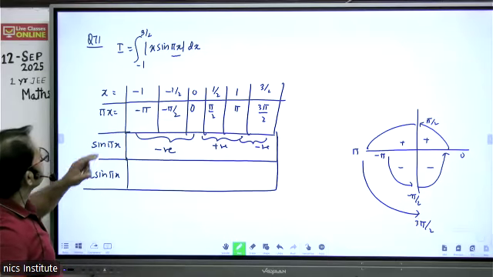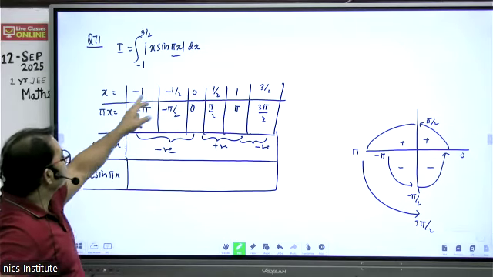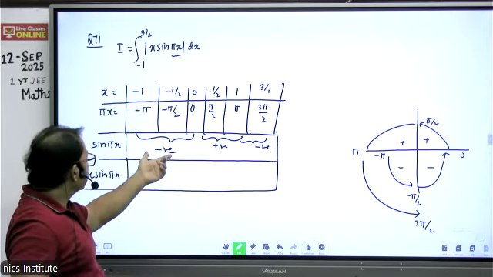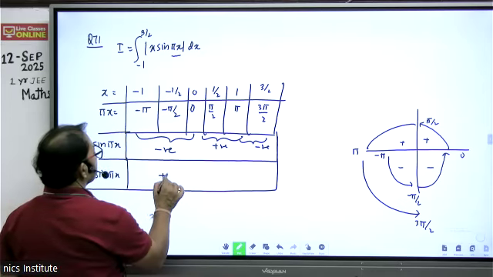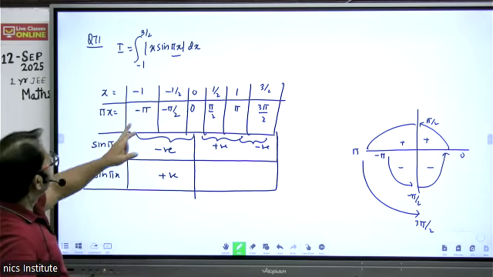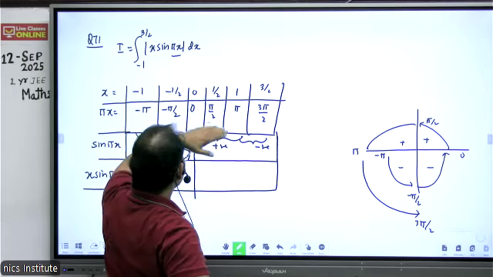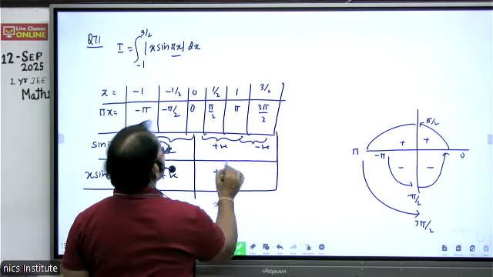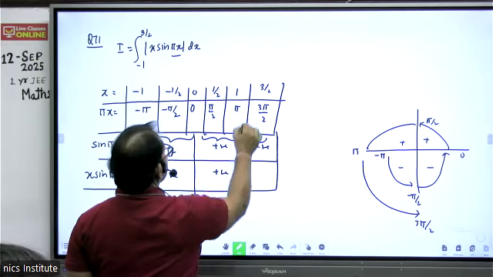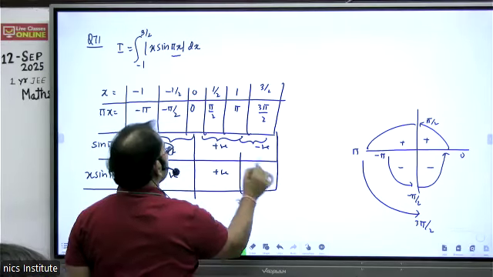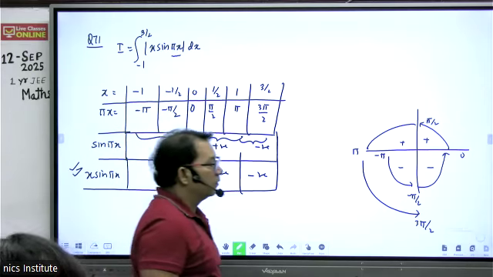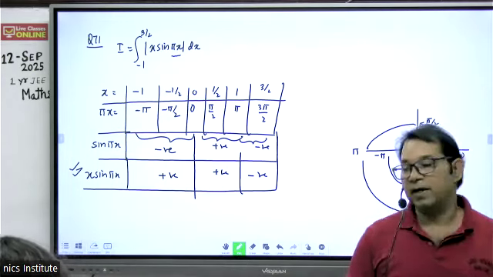So what is x? From here to here, x is negative, right? From -1 to 0, x is negative. And sin pi x is also negative, so this would be positive. From 0 to 1, x is positive, this is also positive. So also positive. But for pi to 3 pi by 2, x is positive and this is negative. So it would be negative. So this is the final sign of x into sin pi x.